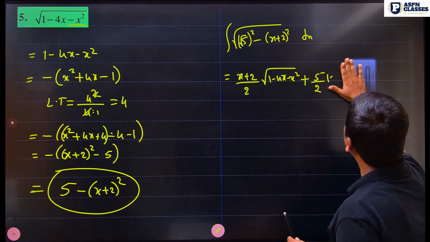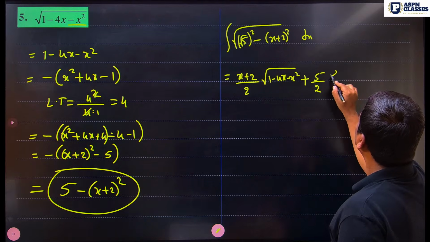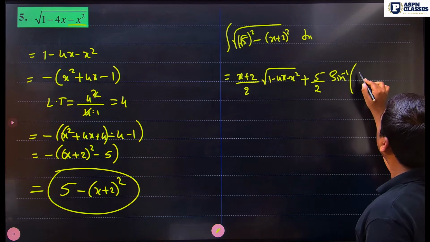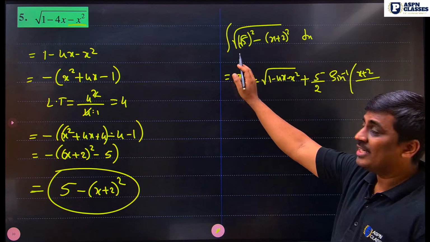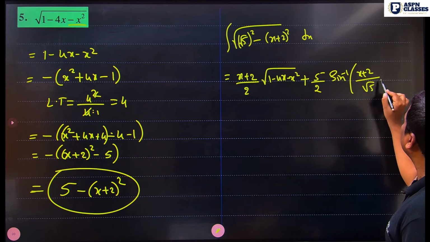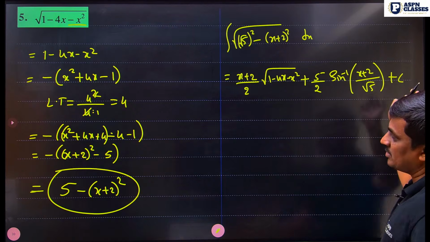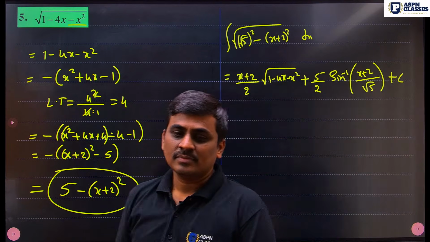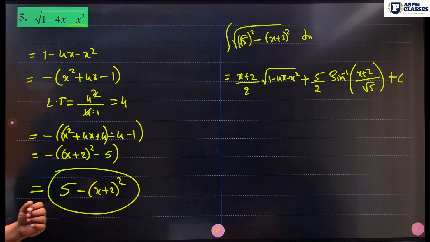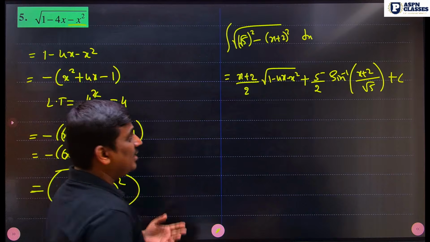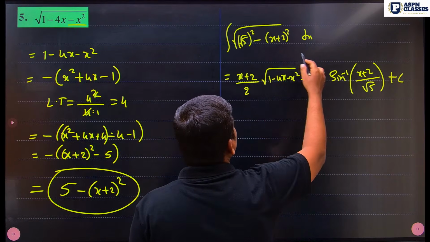Here it is the result, sine inverse of x in the place, x plus 2 divided by, what is the a? Root 5, right here, root 5, plus c. This is the last answer. Yes, so now are all of you getting clear, friends? Yes, so here you need to observe carefully this, what is the formula?